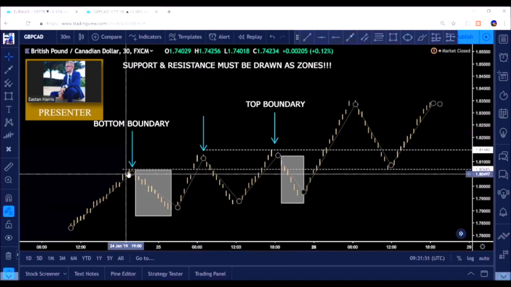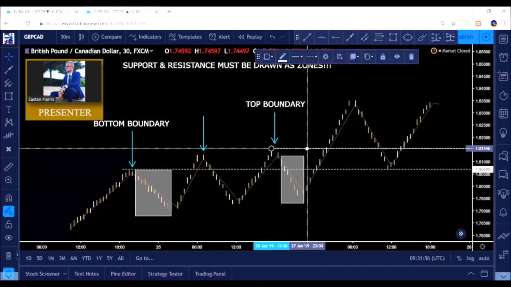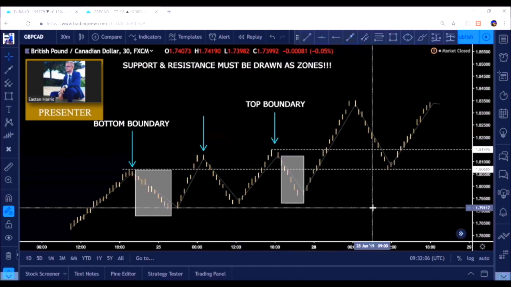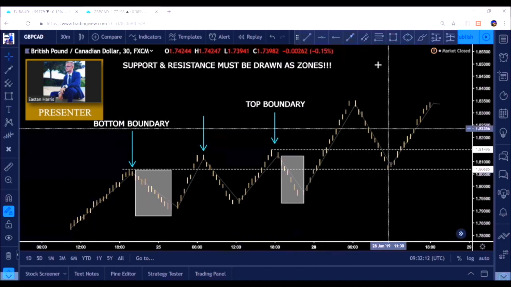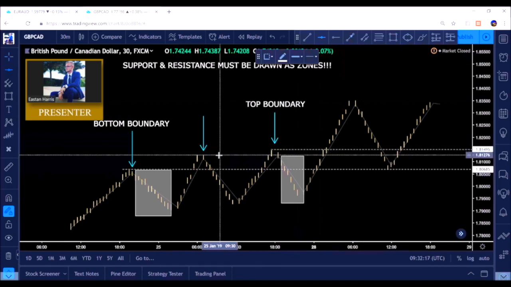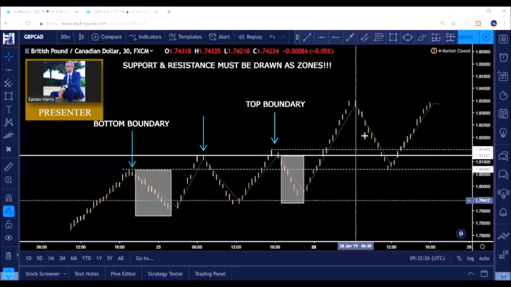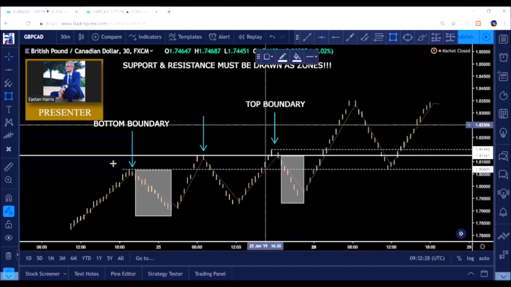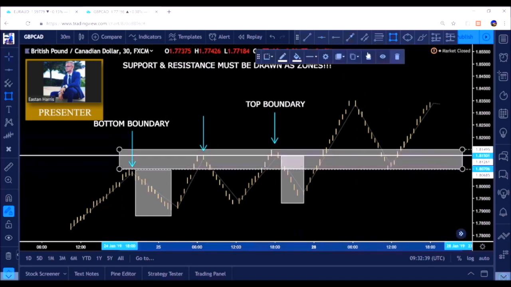So we have our bottom boundary, we have our top boundary. Now I'll move this line over here so you can see how we get it. And this becomes our support and resistance zone. Okay, now, if y'all remember, we had a line through here that didn't work so well for us. That was when using the line. When using this zone and accounting for these reactions, this becomes our zone.